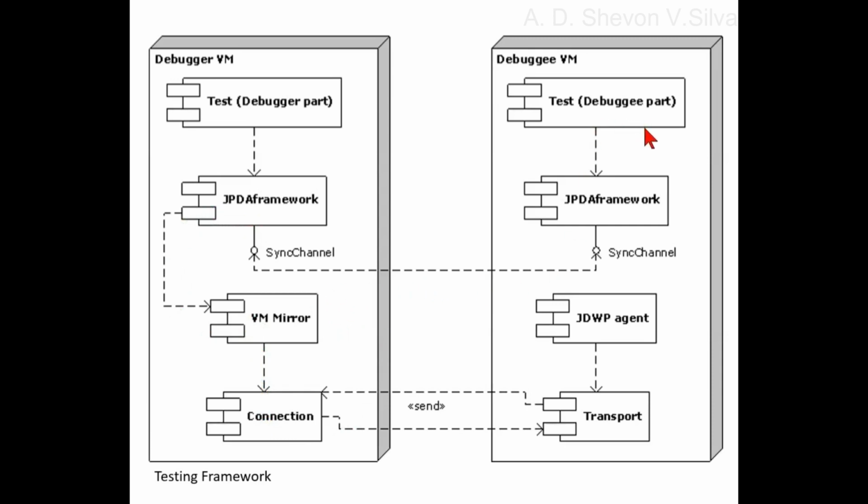Here test debuggy part, JPDA framework, JDWP agent, and transport are inside debuggy VM. Here JPDA framework in debugger VM is connected to JPDA framework in debuggy VM via sync channel. Here the connection interacts with transport via send. Here the test debuggy part is connected to JPDA framework, and JDWP agent is connected to transport here.